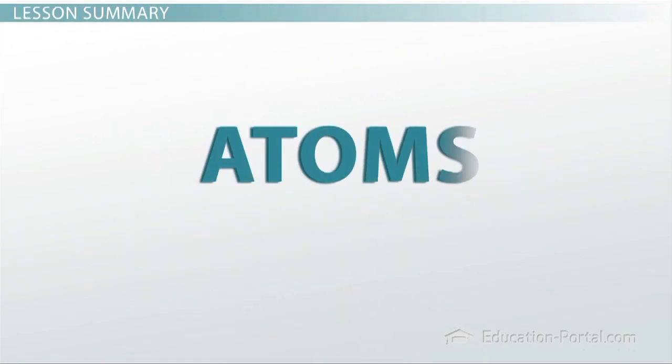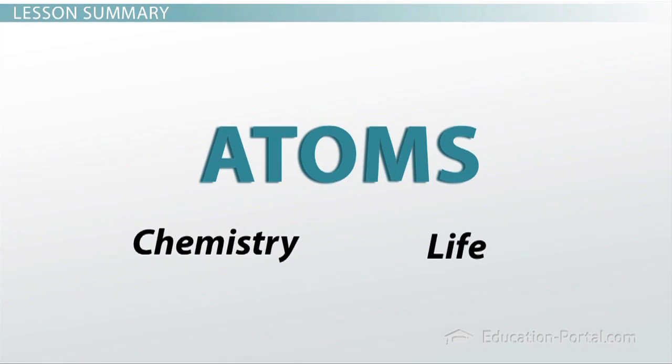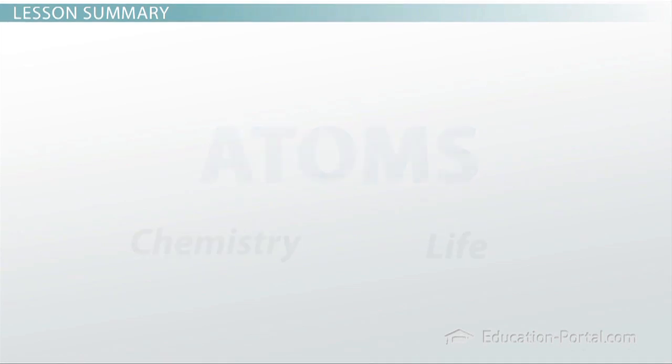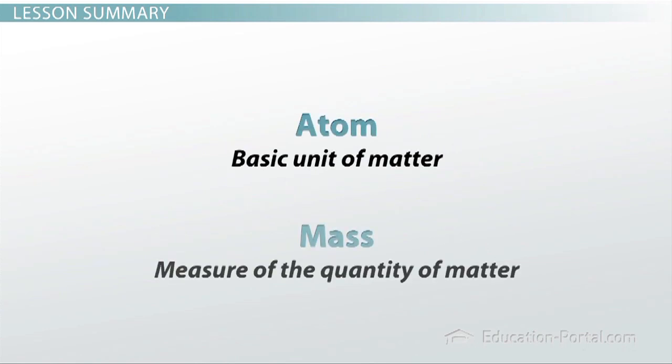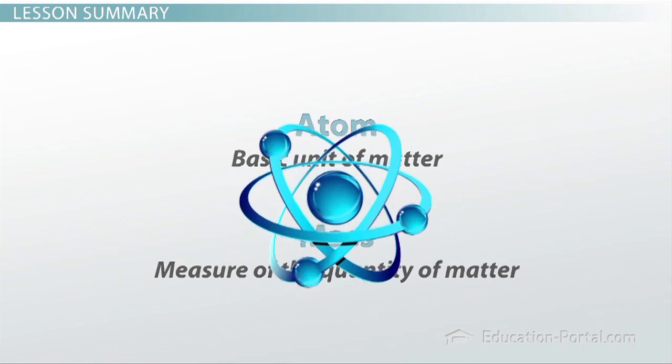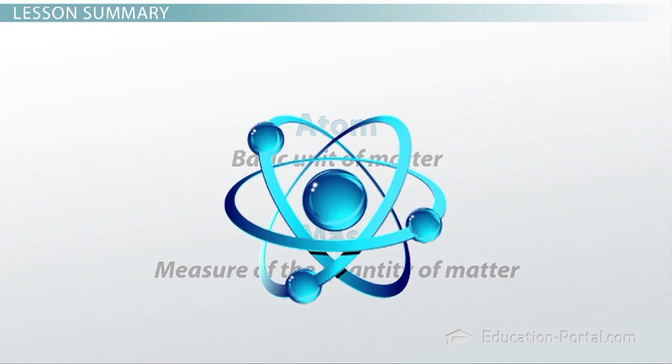All right, so in this lesson, we've learned a lot about atoms and how they make up the basic building blocks of chemistry and also of life. An atom is the basic unit of matter. Mass is a measurement of the quantity of matter. And it's a characteristic along with charge, which is used to define the subatomic particles that make up an atom.